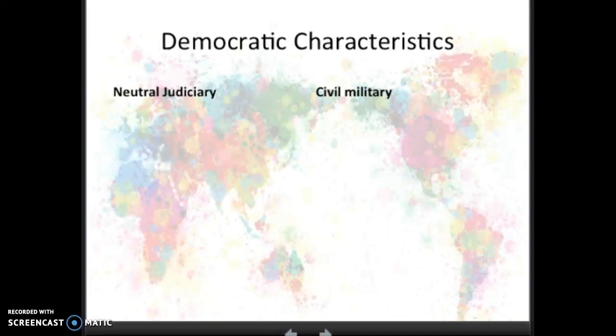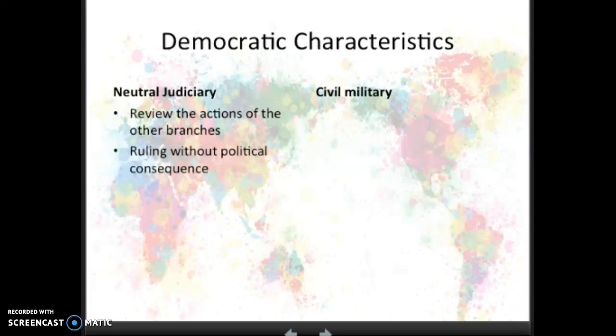So other democratic characteristics you will find in democratic regimes would be a neutral judiciary. A neutral judiciary would be able to review the actions of the other branches and not have to worry about the political consequences. So they don't have to worry about being removed from office if they do something that's politically unpopular by the people who are currently serving in the government. And their rulings are enforced.